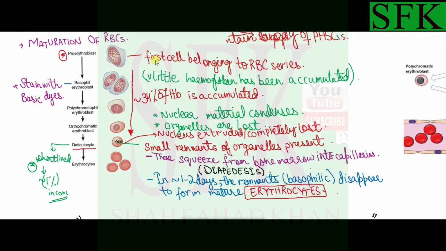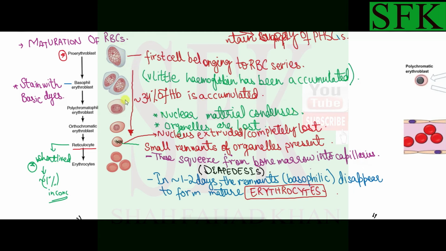First cell belonging to this is the proerythroblast, which contains very little hemoglobin. But as we go down this series, the hemoglobin concentration is increased. More and more hemoglobin is accumulated going down this series. Approximately a maximum of 34% hemoglobin gets accumulated while we reach the erythrocyte stage. Okay, so this is the maximum concentration of hemoglobin that a mature red blood cell can contain.